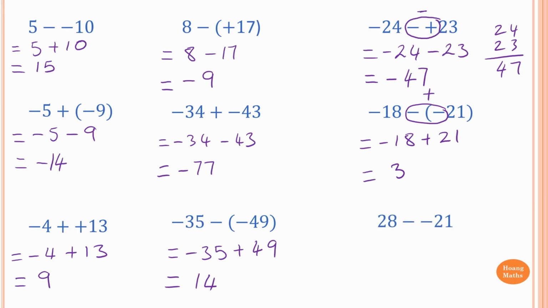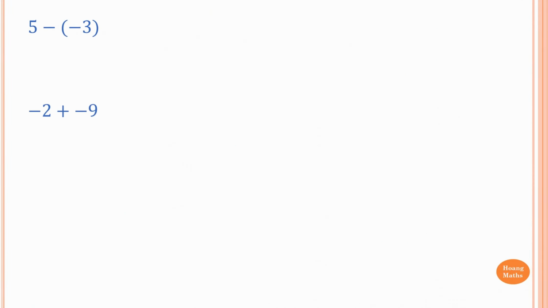28 minus negative 21. So first of all, two negatives next to each other. The answer of this is positive. So this is equal to 28 plus 21. So we do 28 plus 21. So 8 plus 1 is 9. 2 plus 2 is 4. So the answer is 49. Please stop the video and try this one yourself.